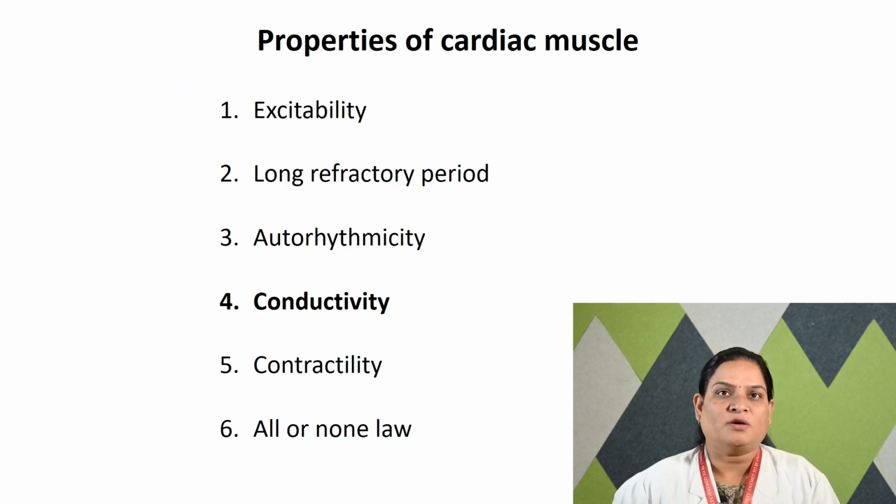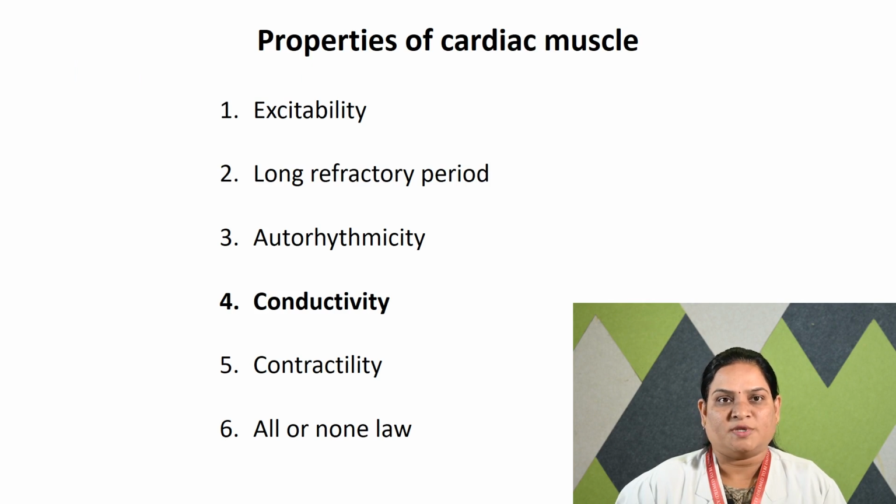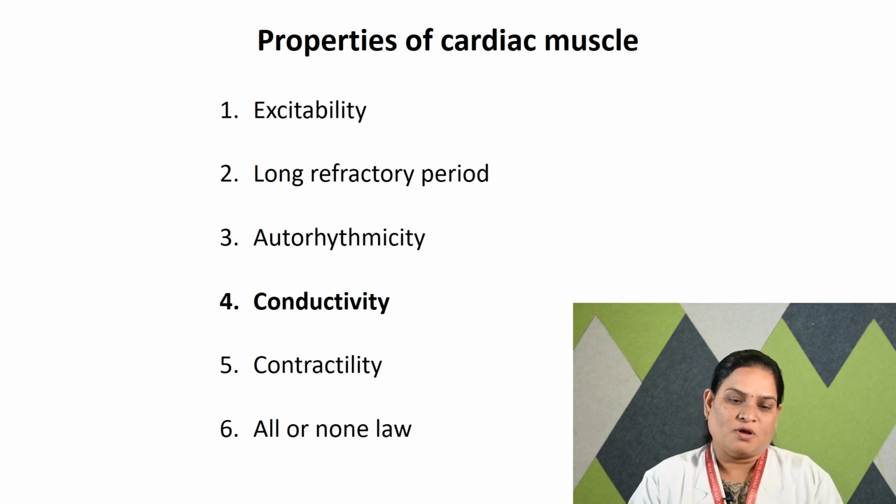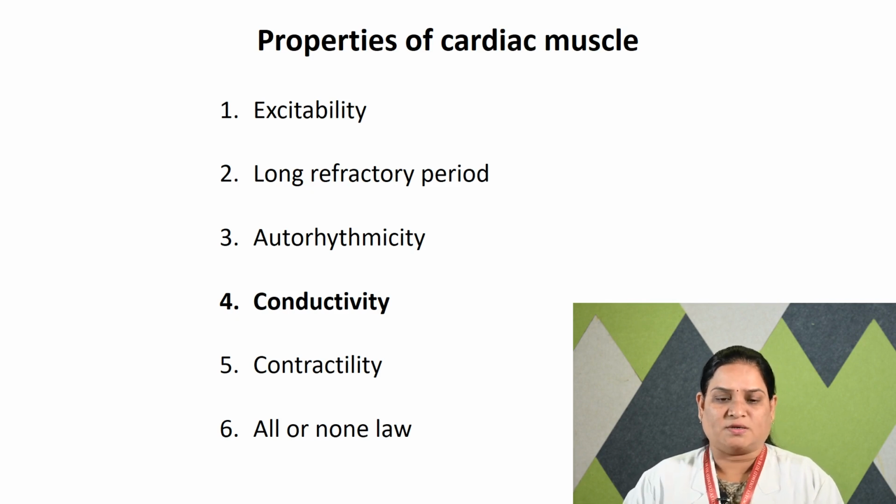So these are all the properties of cardiac muscle: excitability, long refractory period, autorhythmicity, conductivity, contractility and the all or none law. I'll just enumerate all the properties, but in detail I am going to take the conducting system of the heart. First of all, in short, we are going to discuss the structure of the heart and chambers of the heart.